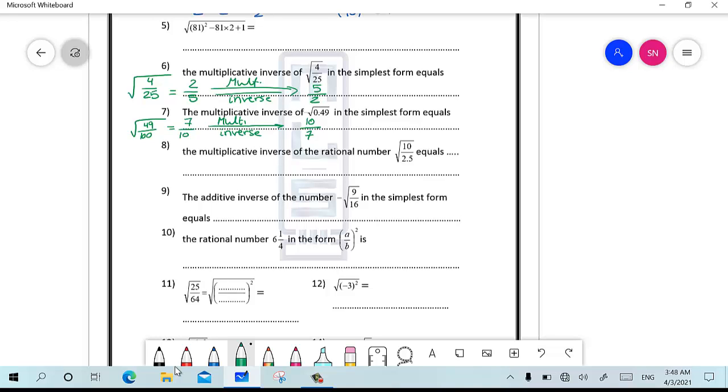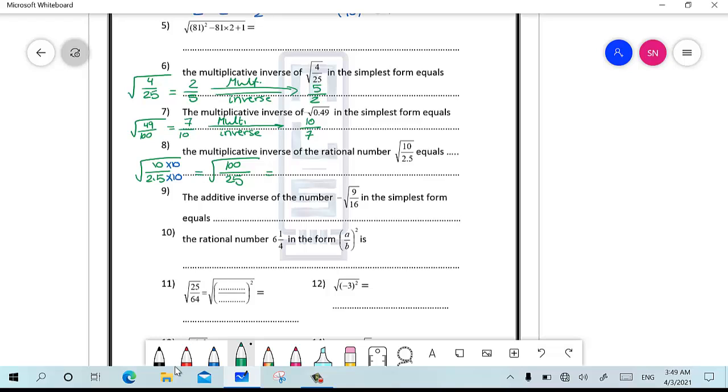Here I want to find the multiplicative inverse of the rational number square root 100 over 2.5. We said that I don't want to have decimals under the square root, so I have here 10 over 2.5. What I should do to get rid of this 2.5, I'm going to multiply it by 10. Since I multiplied the denominator by 10, I'm going to multiply also the numerator by 10. As a result, here I am going to have square root of 100 over 25.